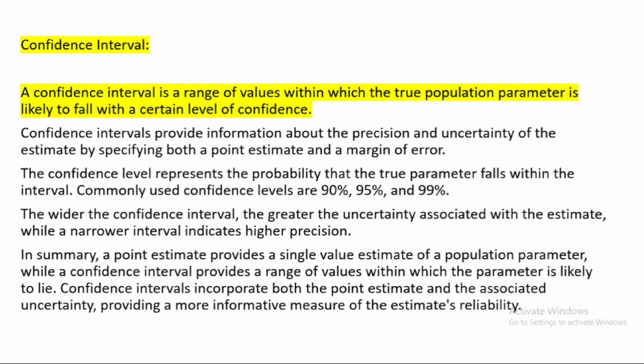In summary, a point estimate provides a single value estimate of a population parameter, while a confidence interval provides a range of values within which the parameter is likely to lie. Confidence intervals incorporate both the point estimate and the associated uncertainty, providing a more informative measure of the estimate's reliability.